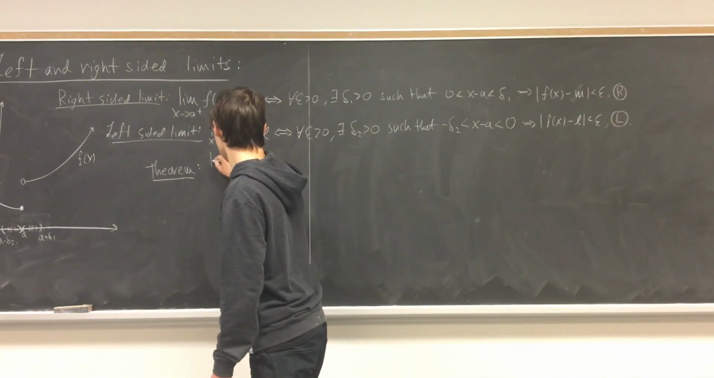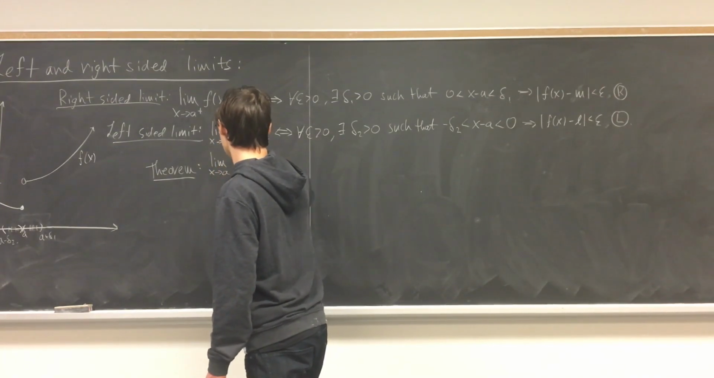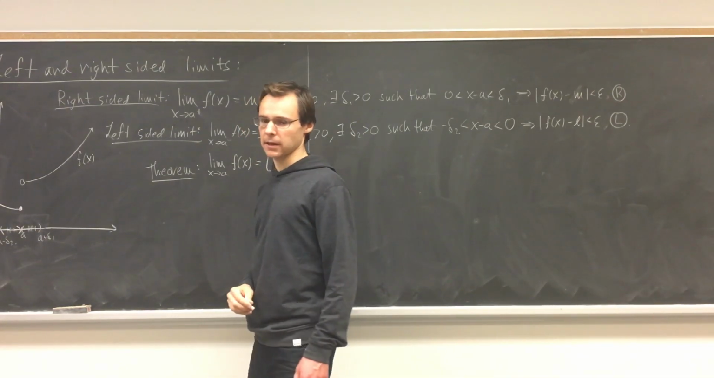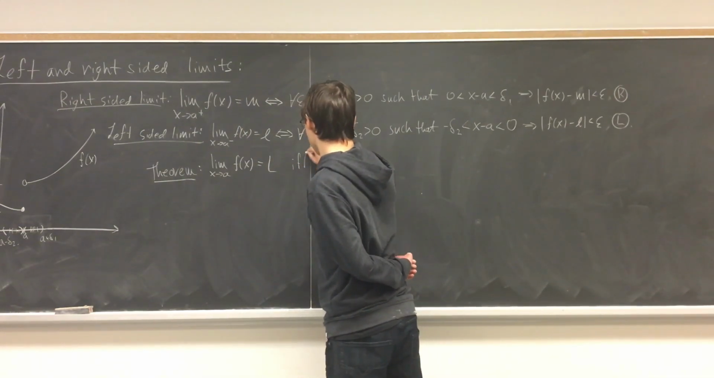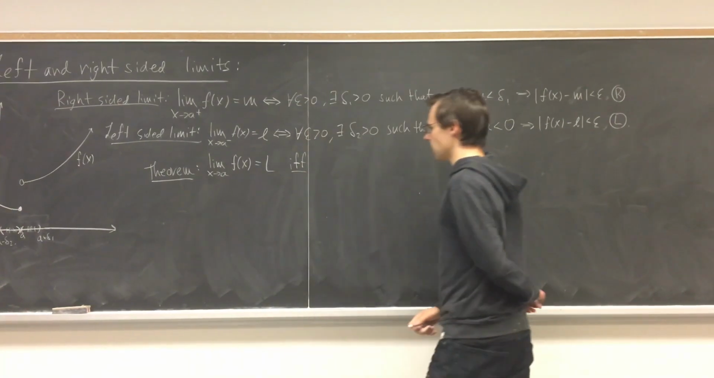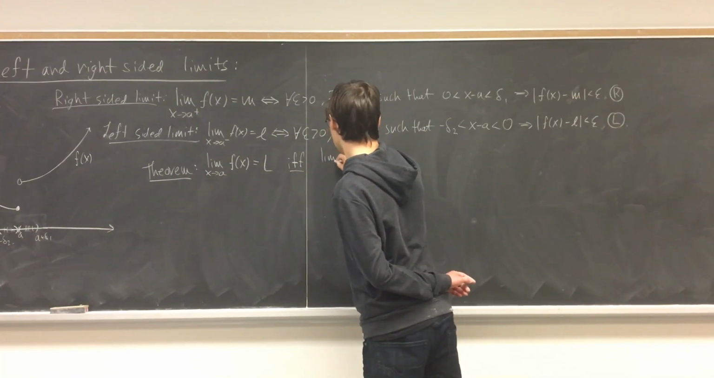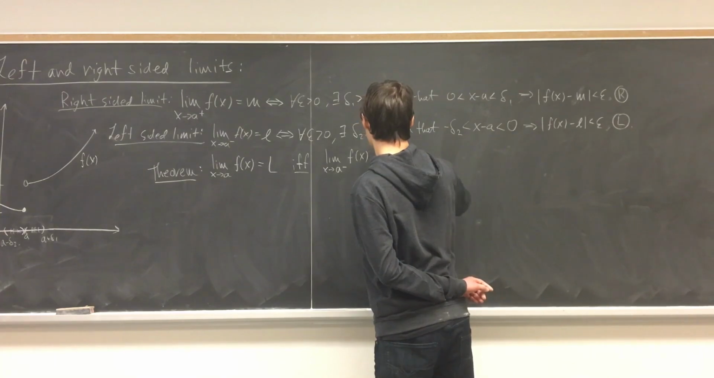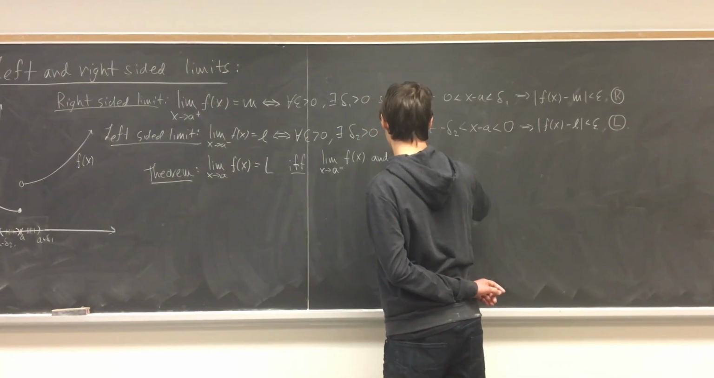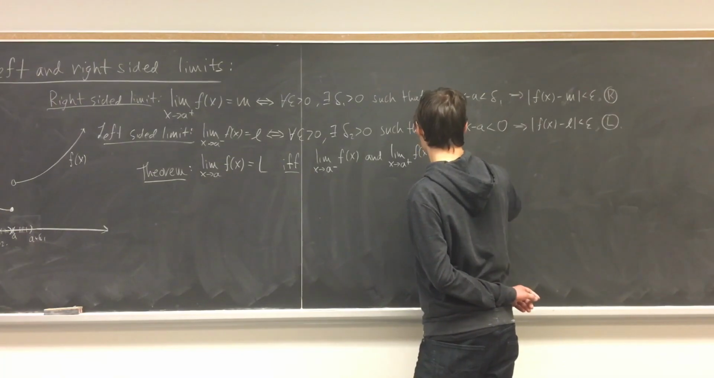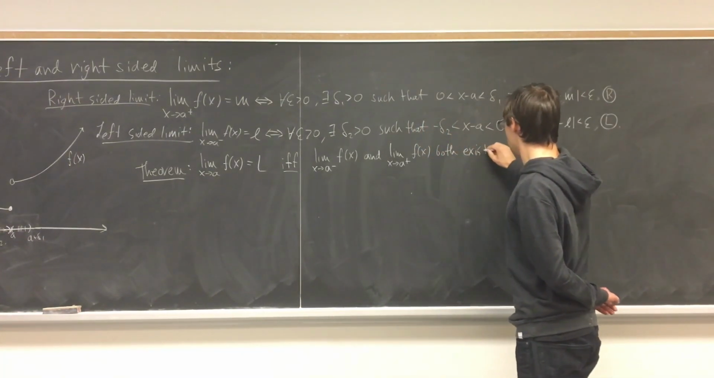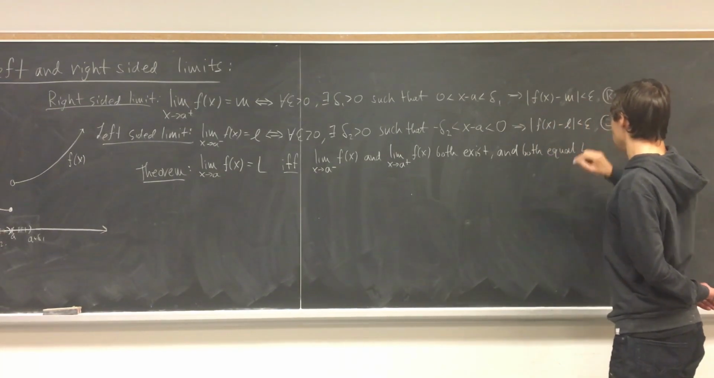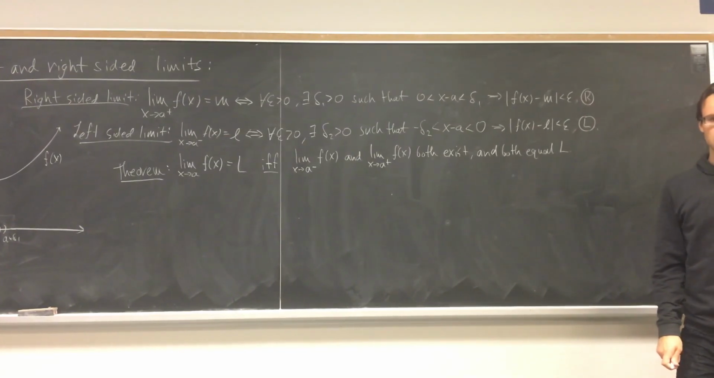Theorem says that the limit as x approaches a of f of x equals some value L, let's put capital L this time, if and only if, actually, it's a two-directional thing, if and only if the limit as x approaches a from the negative side of f of x and the limit as x approaches a from the positive side of f of x both exist, and both equal L, this common value. Okay?